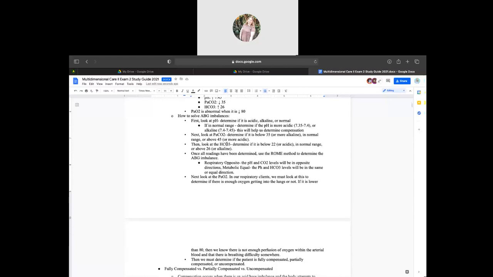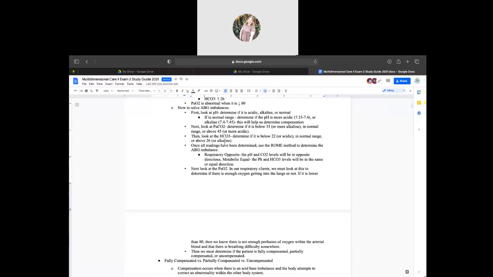Now we're going to look at how to solve our ABG balances. First, we always look at the pH. We have to determine if it's acidic, alkaline, or normal. If it's in a normal range, we may need to take that step further and determine if it's more acidic, as I said earlier, between 7.35 and 7.4, or alkaline, between 7.4 and 7.45. It's going to help us determine compensation. We need to know if it's fully compensated, partially compensated, or uncompensated. Looking into that is going to help us a lot going forward.